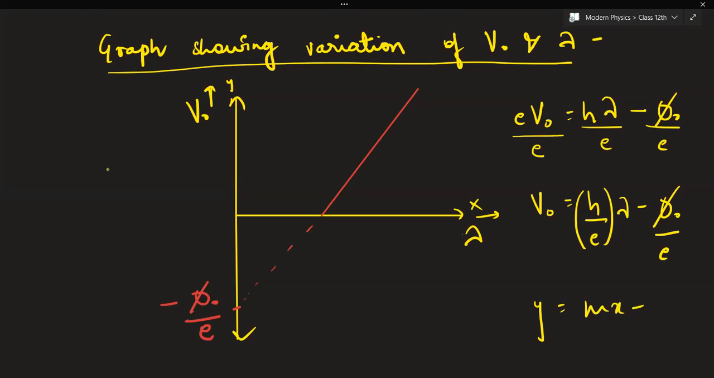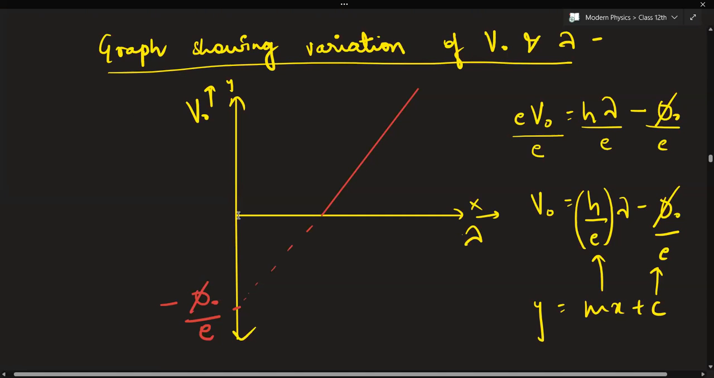y is equal to mx plus c, where m is the slope of the graph and c is the y-intercept of the graph. So c, that is the y-intercept of the graph, is equal to minus phi naught by e. See, this is the negative y-intercept. I hope you understand the y-intercept: if this is the y-axis, the point where the graph cuts it, measured from the origin, is known as the y-intercept.